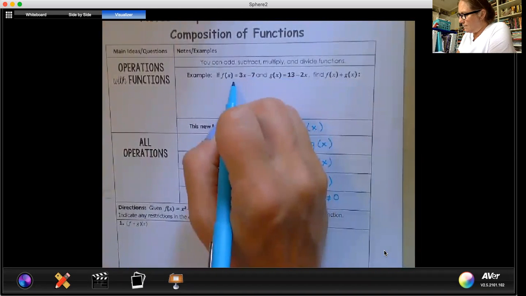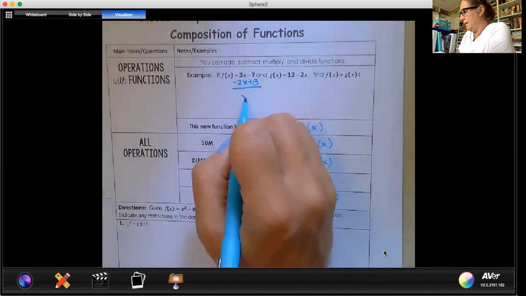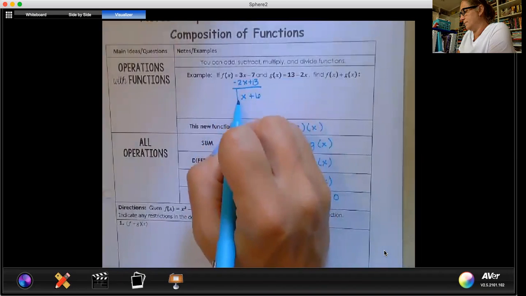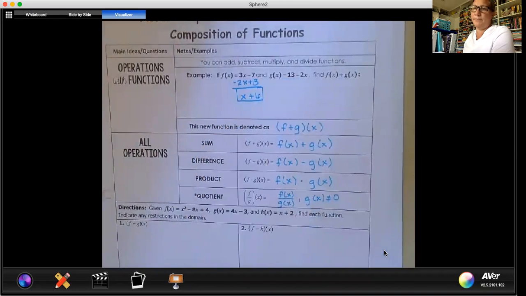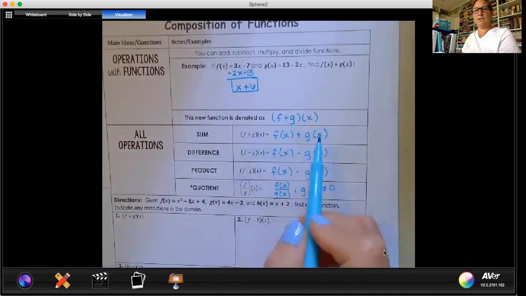So I'm going to line these up. We're going to add them and get x plus 6. Is it that simple? Yes. So this new function is f plus g of x. So f plus g of x is f of x plus g of x.